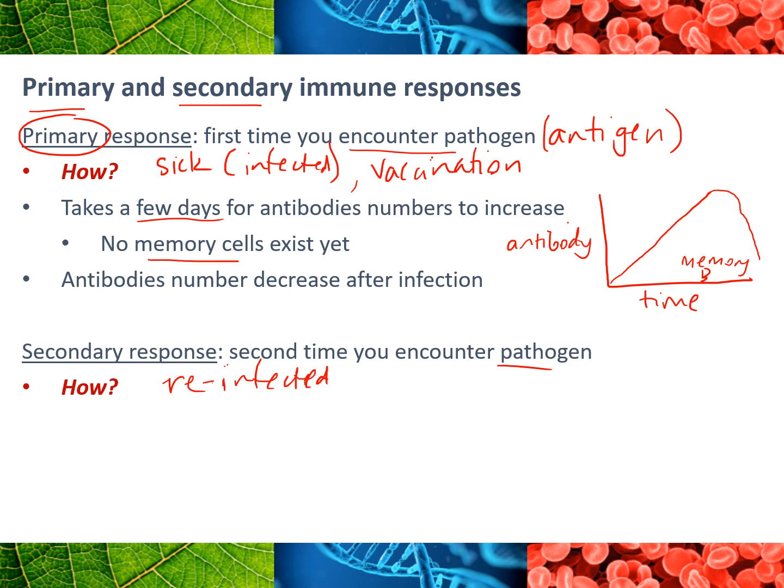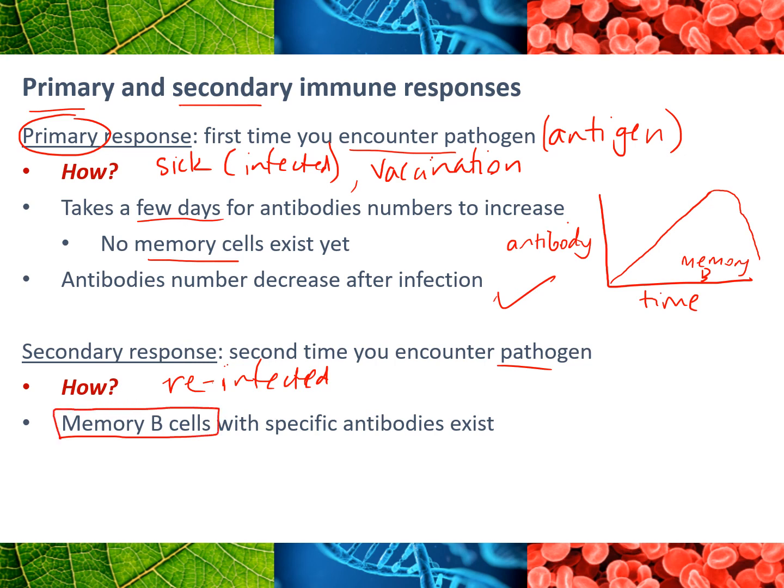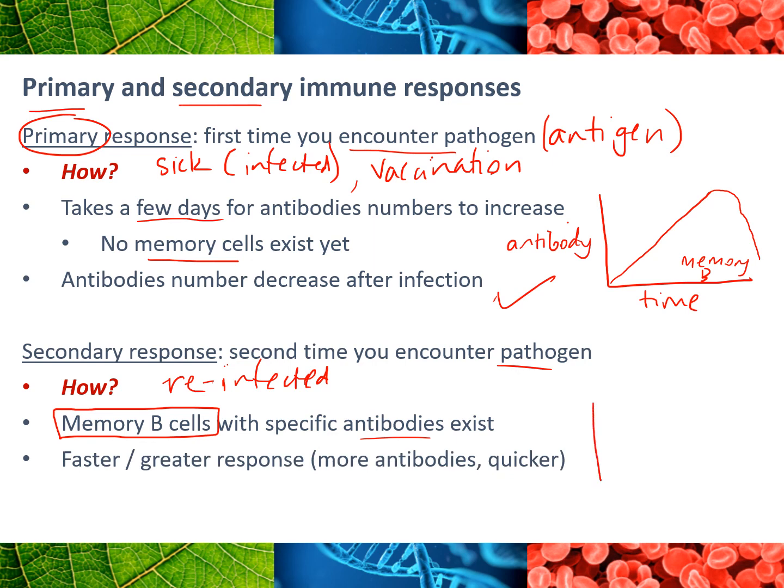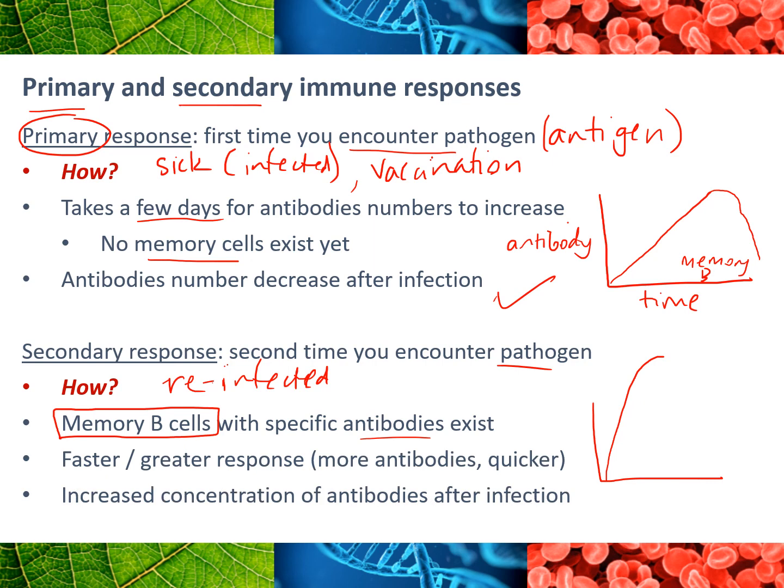This is the same thing with vaccination. If you've been vaccinated and you've done this primary response, then you're not going to know if your body encounters that pathogen again because your body fights it off. This time, memory B cells exist. We've had a primary response first, so we have the memory B cells with those specific antibodies ready to go. What that means is we will get a much quicker response, and a lot more antibodies will be produced and released after that secondary response. And the antibody numbers will actually stay higher after that infection.